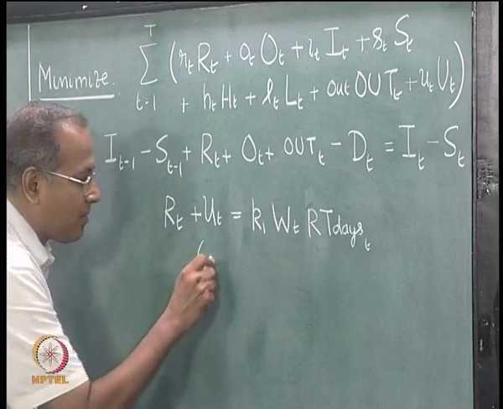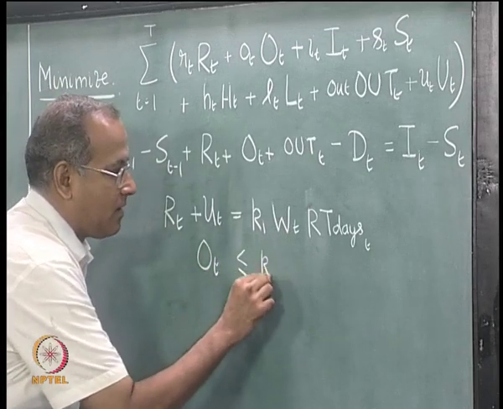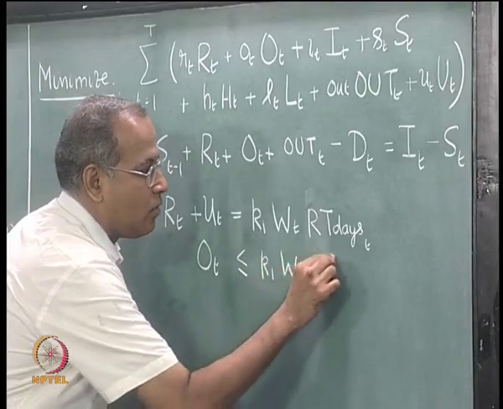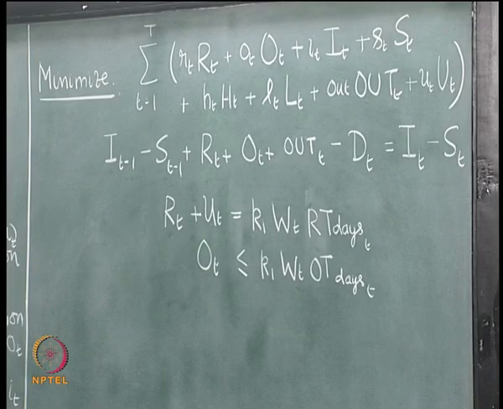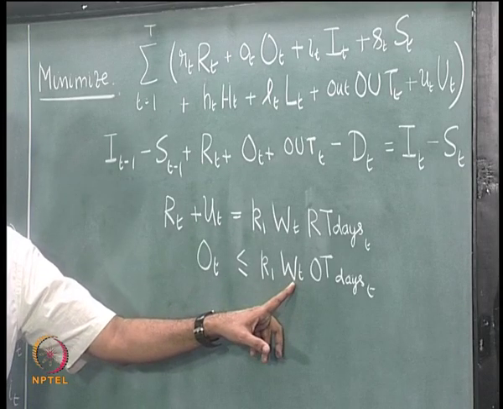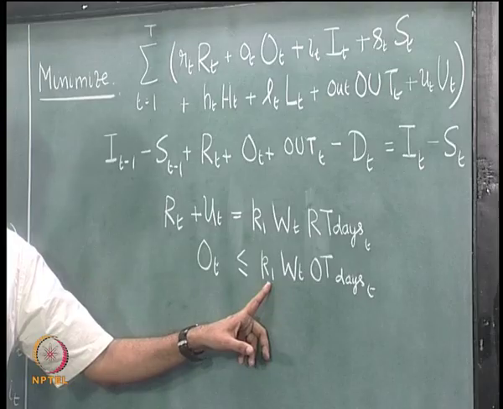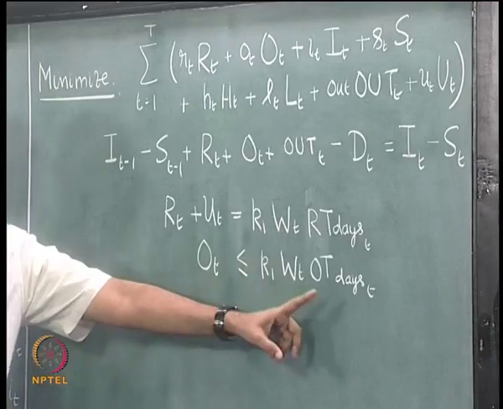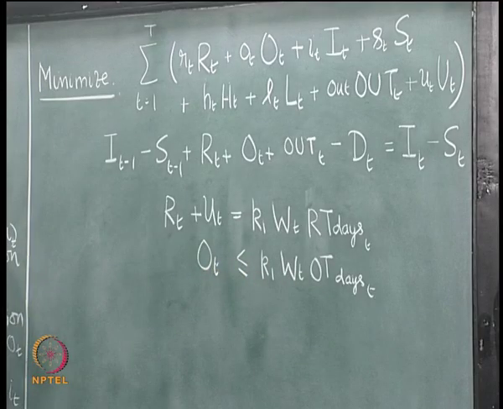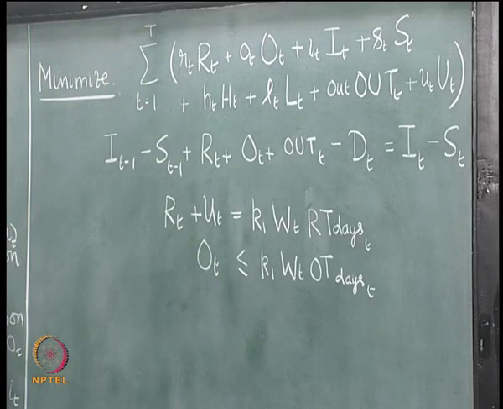Similarly, there is an overtime capacity constraint. So, OT is less than or equal to the same K1 into Wt into OT days of T. This Wt is the number of people who are available, K1 is the number of units this person is producing per day, and this represents the number of OT days that are available. Here we do not have an underutilization cost for OT. In this formulation we are using underutilization cost only for RT and we are not using it for OT.